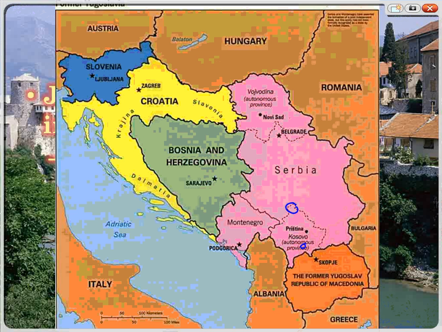In terms of major industries, they have one main thing besides service industries, and that is coal. Kosovo has the second largest source of coal in Europe.